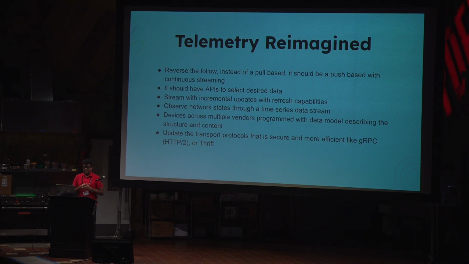Secondly, it should also have some kind of APIs to select which data to stream. I don't want my network device to stream all of the data, and I should basically process what I need. I also want to avoid making changes to the network device configuration just to select what kind of data I want to stream. Third, it should have some capability to incrementally stream updates with some refresh capabilities.